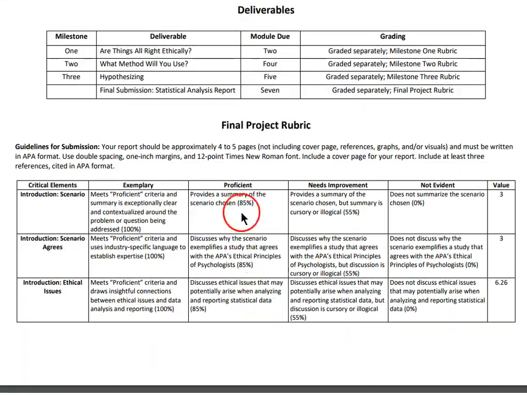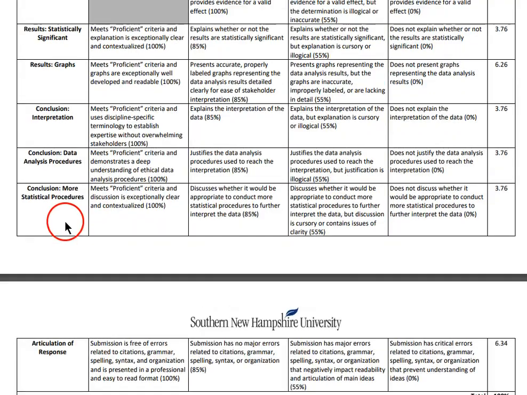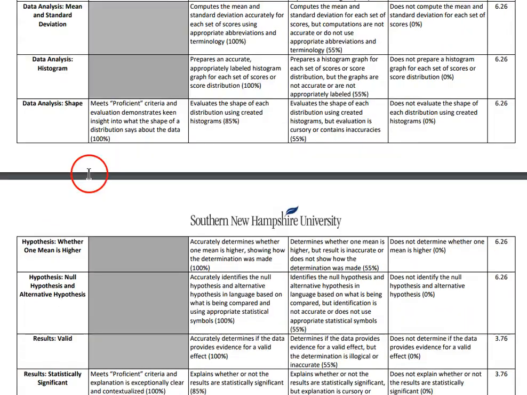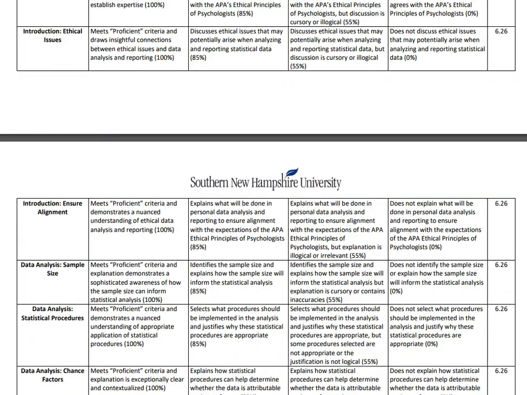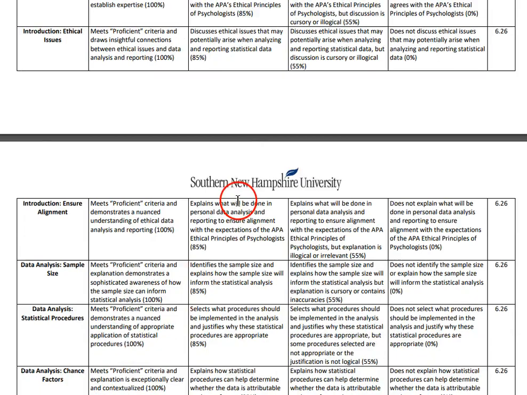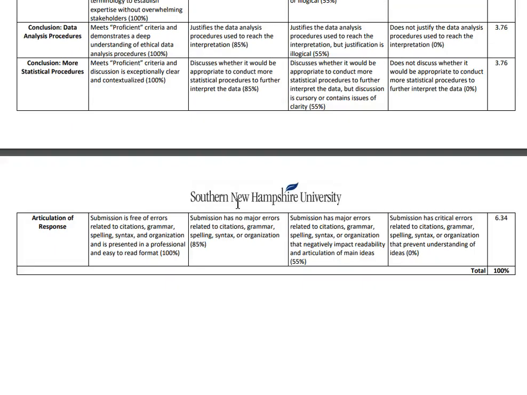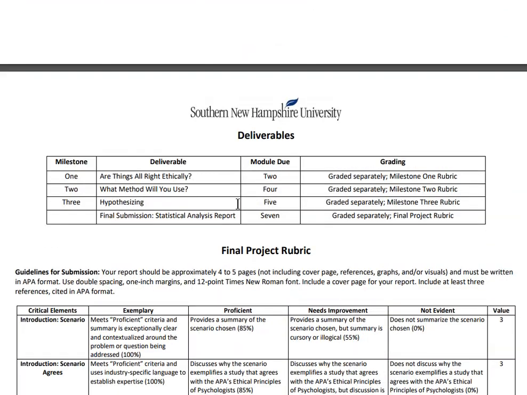That being said, here's an overview of the deliverables, the module they're due, how they are graded, and the entire final project rubric with each critical element that is included within the milestones and some that are not. Be sure to follow this when completing the final project. This is what will be used to assess your submissions throughout the term. If you have any questions while working on any component of the final project, be sure to reach out to your instructor.